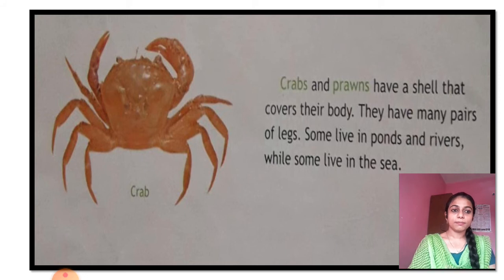Crabs and prawns have a shell that covers their body. They have many pairs of legs. Some live in ponds and rivers while some live in the sea. So we are familiar with the crabs also, isn't it? The crabs and prawns also have shells on their body and they have many pairs of legs. Some live in ponds and rivers while some others live in the sea.